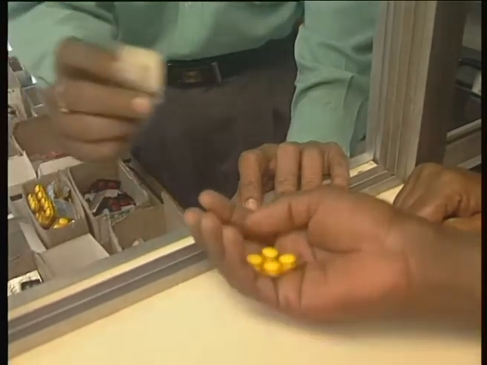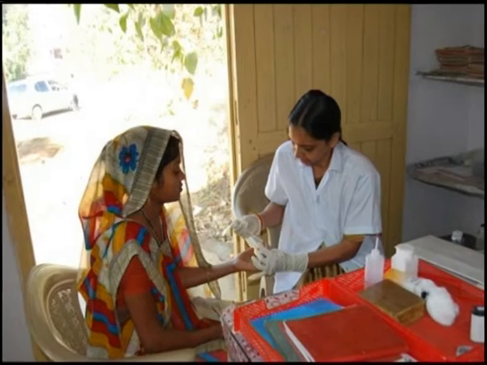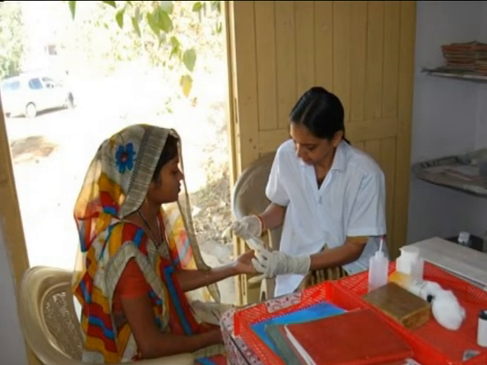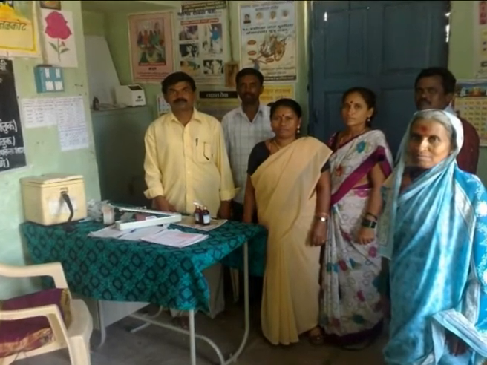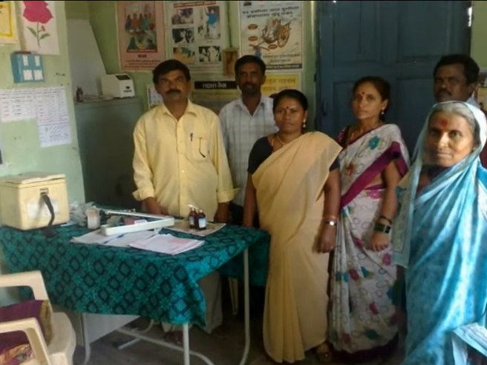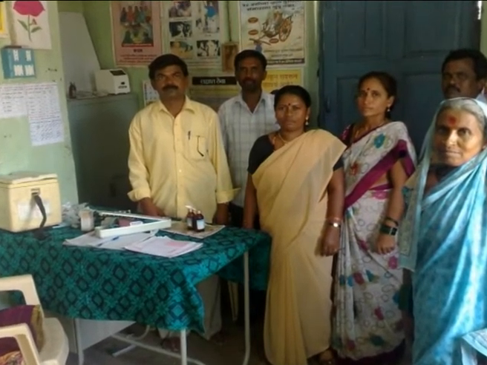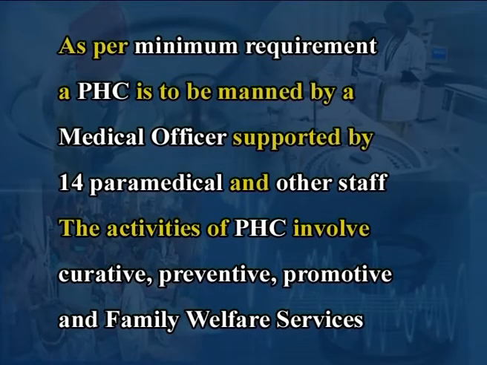Primary health center is the first contact point between the village community and the medical officer. The primary health centers were envisaged to provide integrated, curative and preventive health care to the rural population with emphasis on preventive and promotive aspects of health care. As per minimum requirement, a primary health center is to be manned by a medical officer supported by 14 paramedical and other staff.